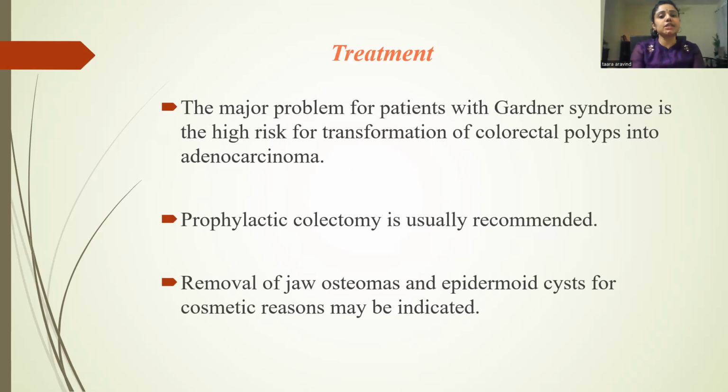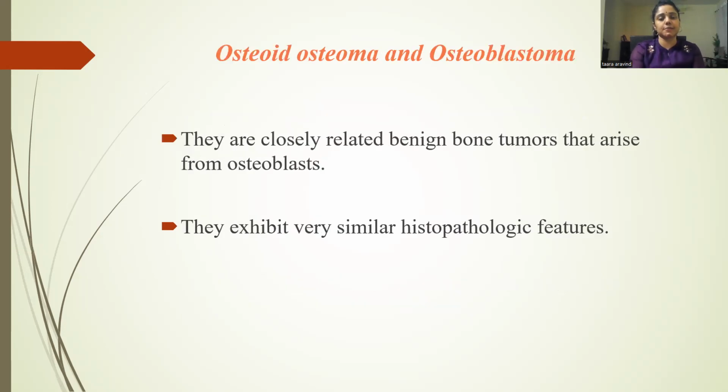Treatment: prophylactic colectomy is usually recommended because of the high risk of transformation of colorectal polyps into adenocarcinoma. Removal of jaw osteomas and epidermoid cysts for cosmetic reasons may also be indicated. Now, osteoid osteoma and osteoblastoma are two very closely related benign bone tumors that arise from osteoblasts. They exhibit very similar histopathologic features, so they can be distinguished from one another based on the clinical and radiographic findings.